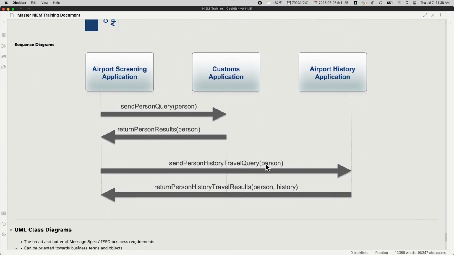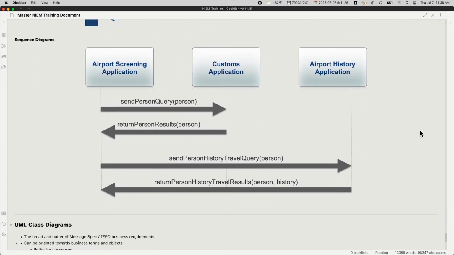If you want to go one level deeper, you can go to sequence diagrams. Sequence diagrams list the actors along the top and the actual queries. So here's a screening application that sends the query to a customs application that sends the results back, and then there's an airport history application at the end to record this, and they send a little query there saying record this, and they send a result saying we recorded it. And here very explicitly, each one of these gray arrows is an exchange. It's an exchange of information from one system to another.